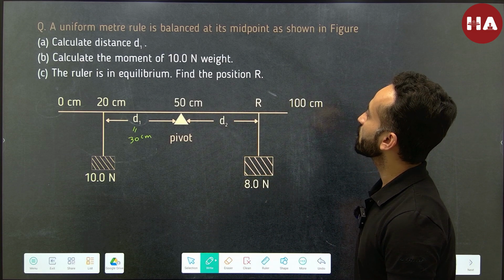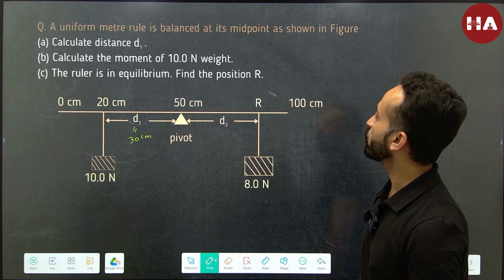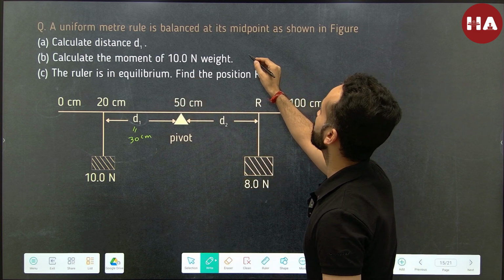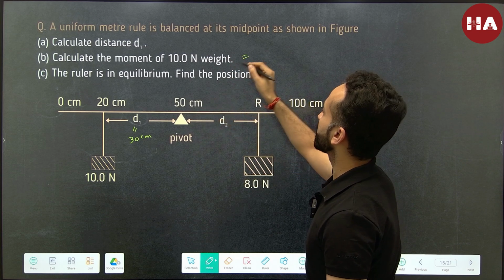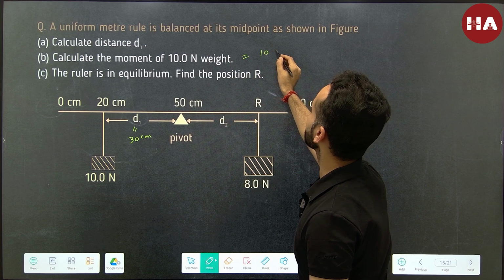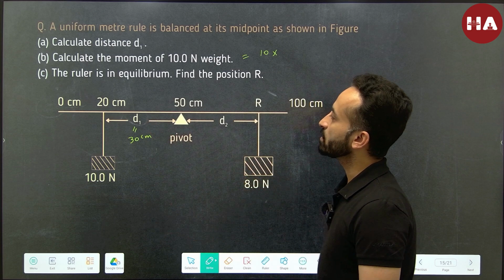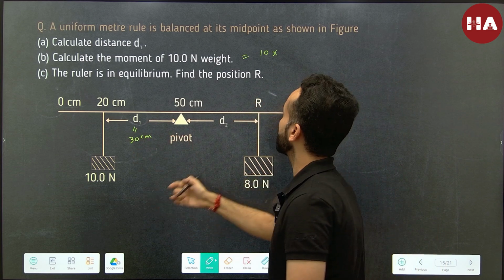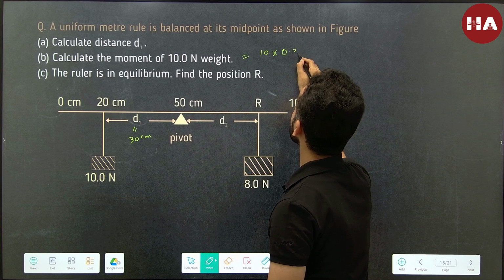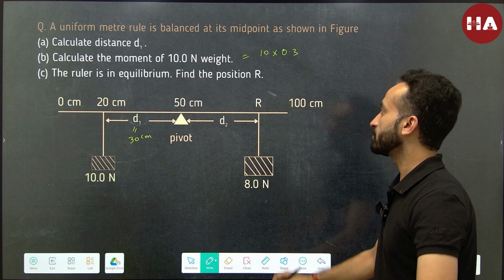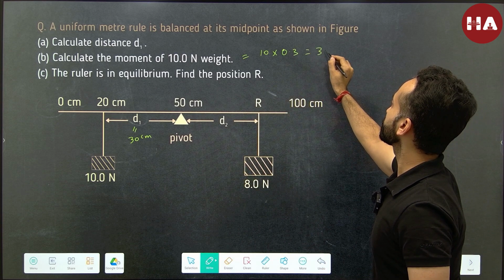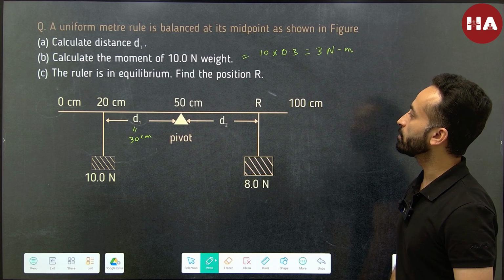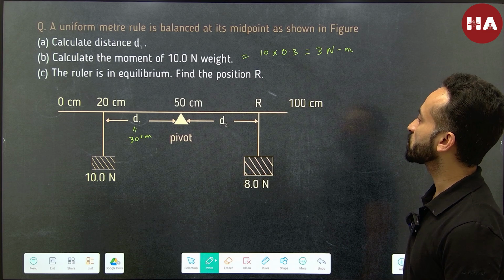Calculate the moment of the 10 Newton weight. So d1 is 30 centimeter. Let's calculate the moment of this 10 Newton. So the moment is going to be 10 times... sorry, this distance is 30 centimeter from the pivot. So let's keep it as 0.3 meter. So this makes it 3 Newton meter. The ruler is in equilibrium. Then find the position R.